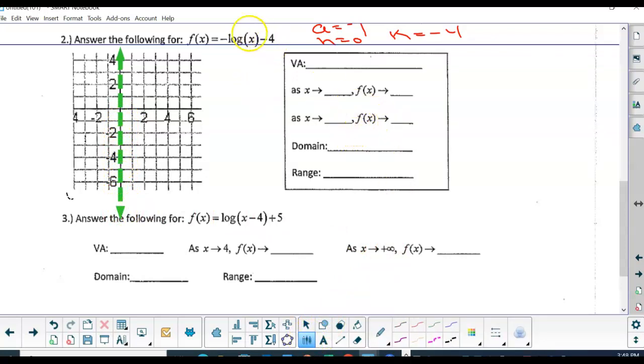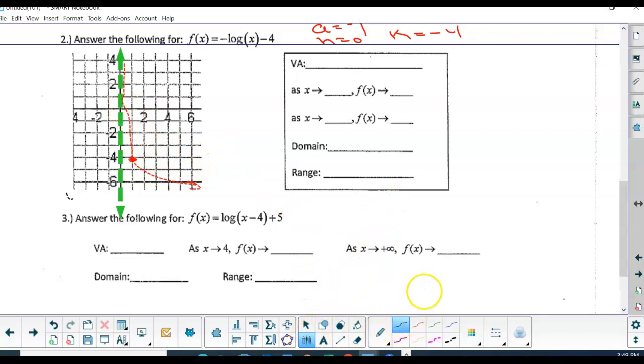Looking at this, we have a shift down of 4. Remember, this point is usually a good point at 1, 0. So we're going to shift it down to here at 1, negative 4. That's my shift down. Then we know it's upside down, so it's going to start up here and come down. I didn't change this to a solid line. Need a little bit straighter sketch, but that's what it looks like.